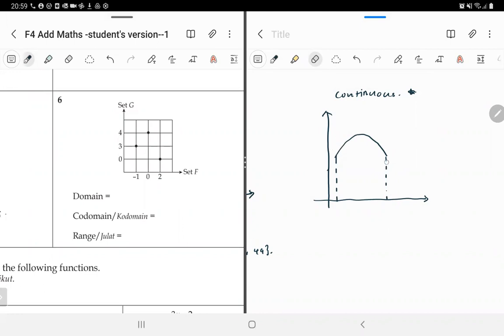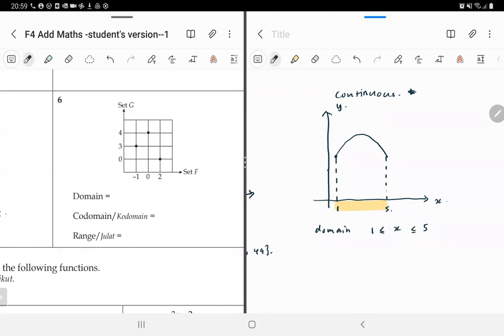Okay, if you draw from this line to this line only, the value on the x here, let's say this is 1 to 5. So we say that this space here is the domain. If this is the x value and this is the y value, the domain will be 1 to 5.